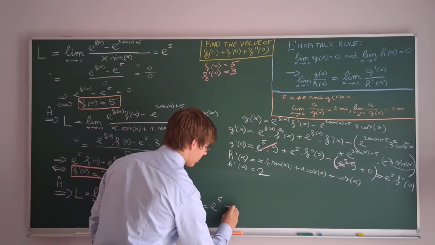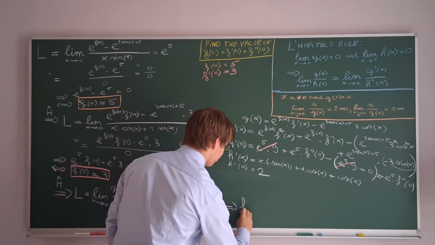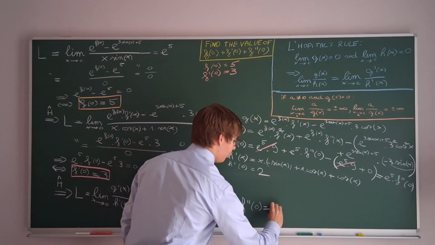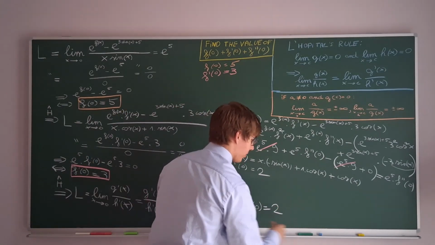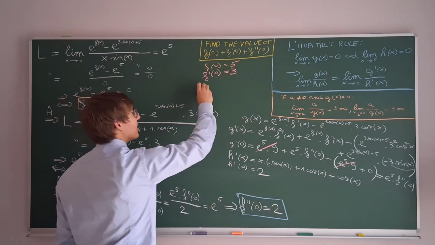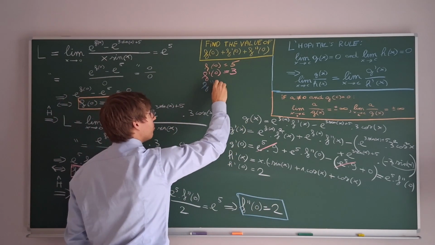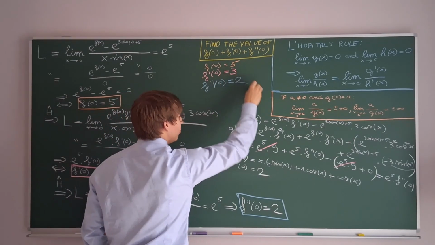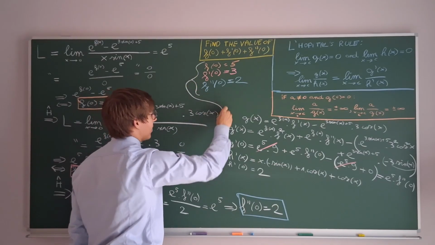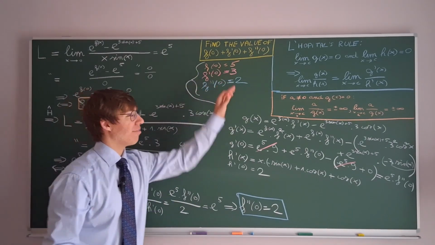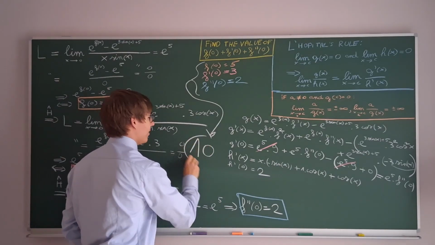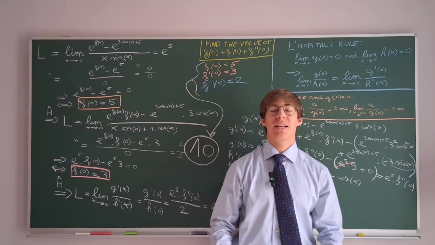But then it follows that f double prime of 0 is equal to 2. And that is our final value that we needed. So f double prime of 0 is equal to 2. So the sum that we wanted is 5 plus 3 plus 2, which is 10. And that is our final answer.